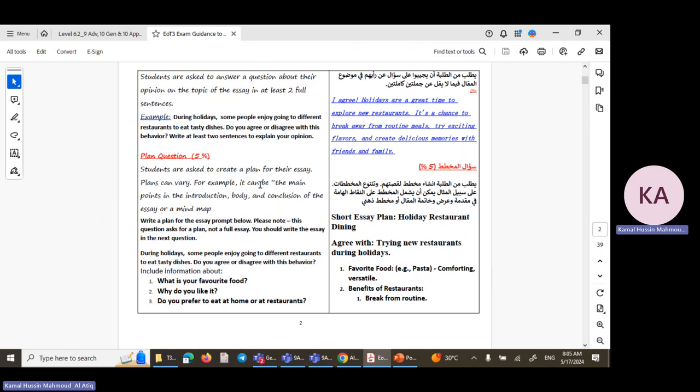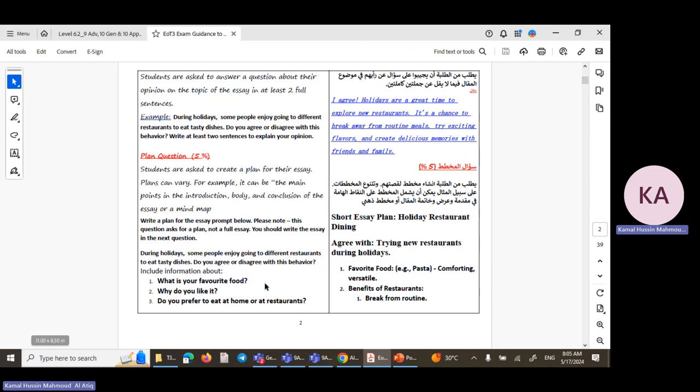Plans can vary. For example, it can be the main points in the introduction, body, and conclusion of the essay. In the plan, you have to write a plan for the essay. Below, please note this question asks for a plan, not a full essay. You should write the essay in the next question. During holidays, some people enjoy going to different restaurants to eat tasty dishes. Do you agree or disagree with this behavior?